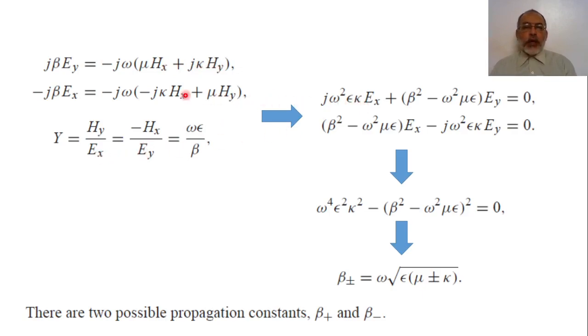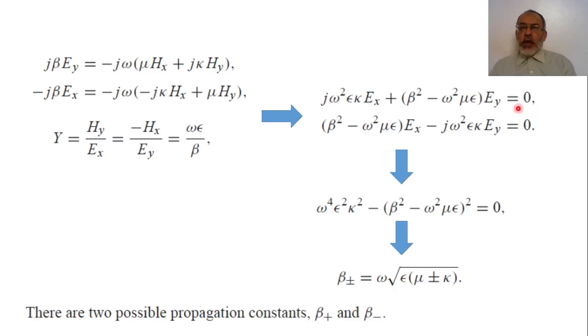In a similar way, the other equation would be represented in terms of Ex and Ey like this. Now we have 2 equations in Ex and Ey, which can be represented as a matrix multiplied by the vector Ex, Ey, and this product would equal 0.